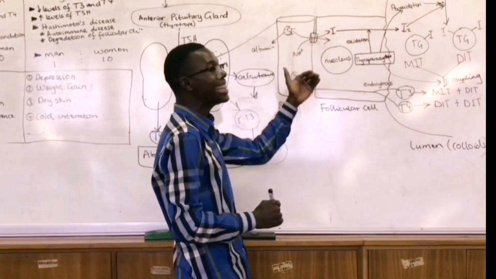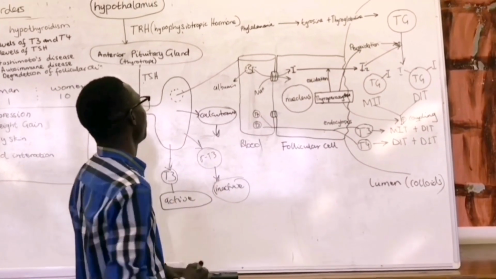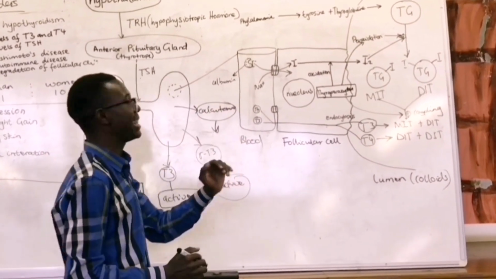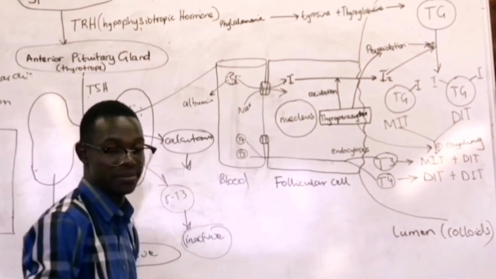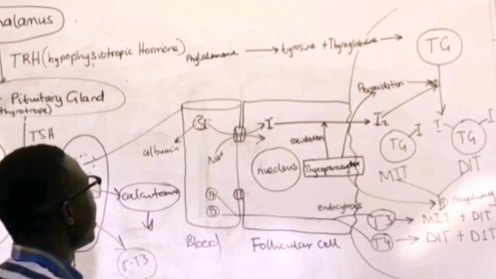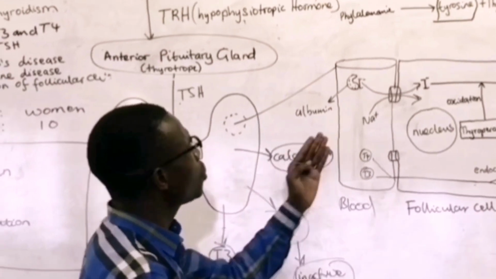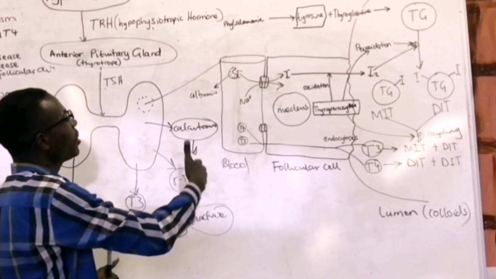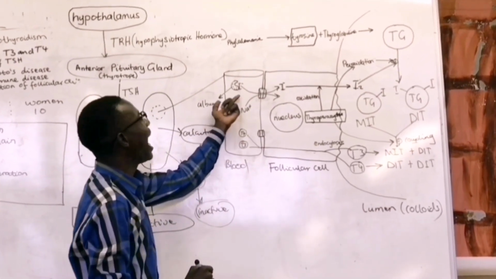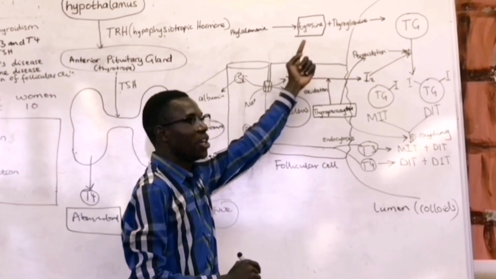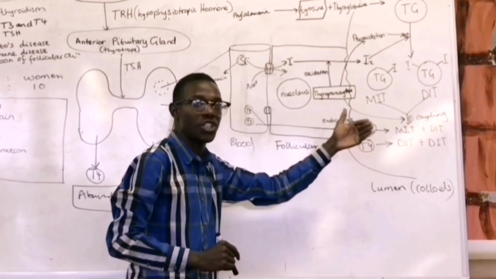So now I want to see the synthesis of these hormones, the T4, the T3, and the reverse T3. Now, there are important things that are needed in the synthesis of thyroxine. It requires tyrosine and iodine. So we are going to move through the pathways that will synthesize these hormones. So iodine plus tyrosine will give us thyroxine.